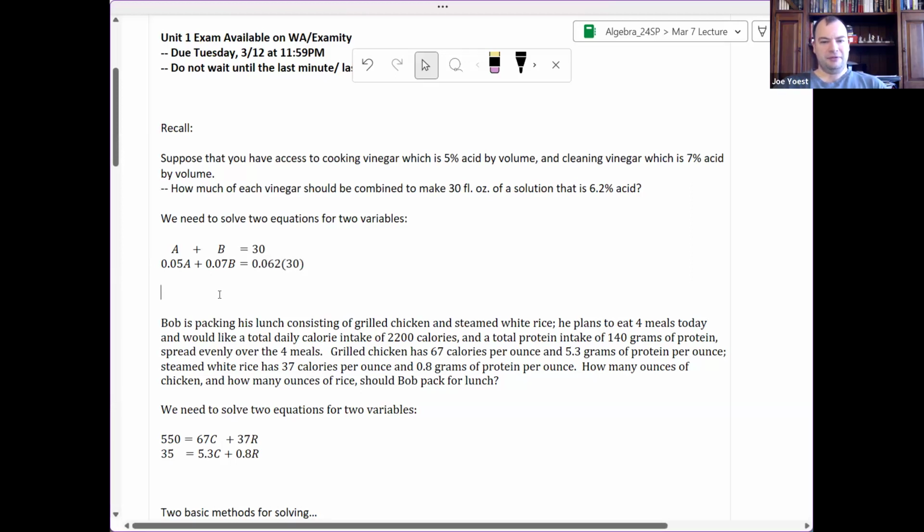And so what we have is, instead of one equation and one variable that we want to solve, we have two equations and two variables. We want to find A and B to satisfy both of these criteria.